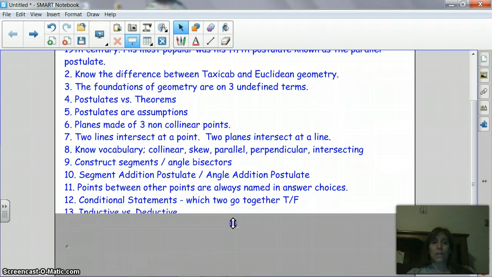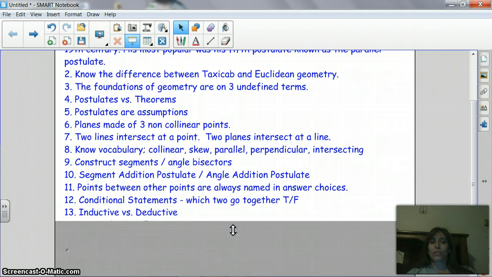Okay? All right. Inductive versus deductive. You need to make sure you know that deductive is just going by the facts that you know. Inductive is looking for a pattern and seeing what you can piece together.